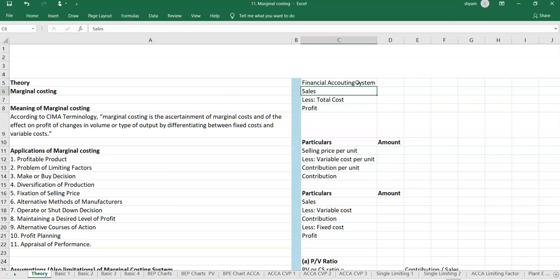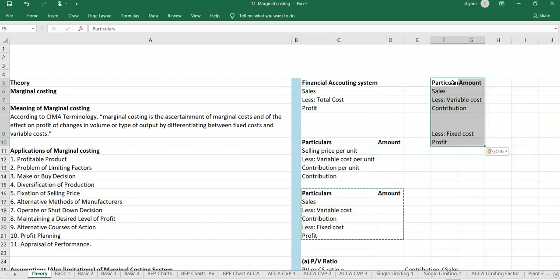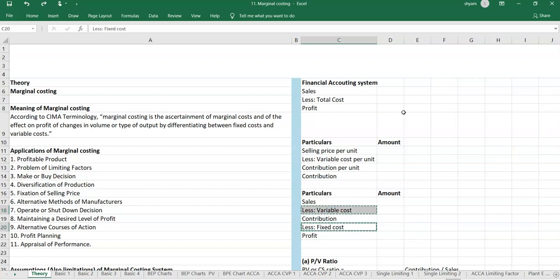It assumes that all costs are total cost. But management accounting and marginal costing divide the total cost into two sub elements: variable cost and fixed cost. So it bifurcates the cost into two parts. The sales minus the variable cost is called contribution, and the contribution minus the fixed cost is called profit.